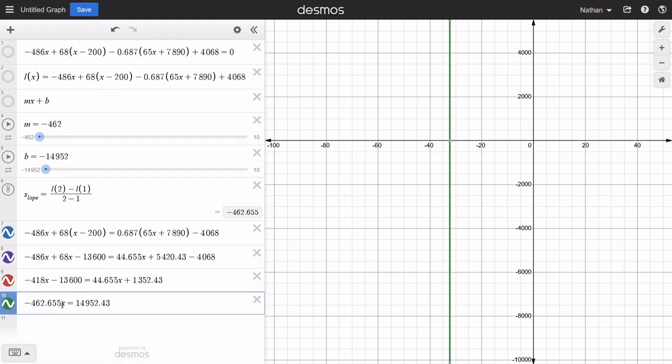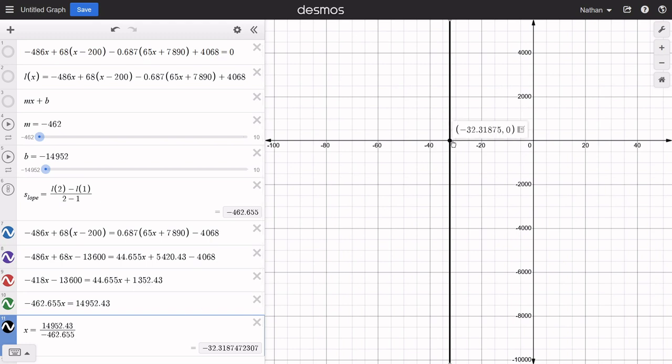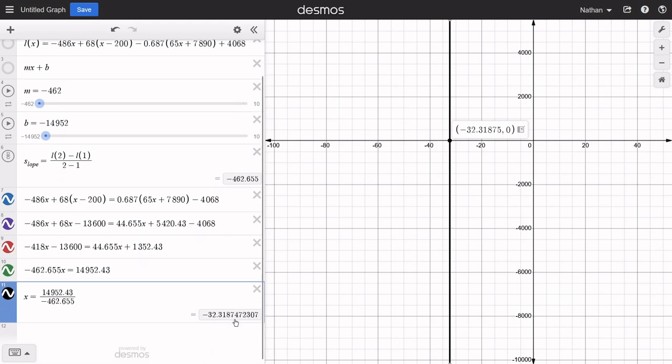The last step is, of course, just to divide out this number here. So we're going to get x equals 14952.43 divided by negative 462.655. And there we go. Negative 32.31875 is a rounded number. It's actually this, and I'm guessing that it's going to be much longer than that, but that's where we're at there with the solution. I've done it all correctly, and that's the actual value that we get.